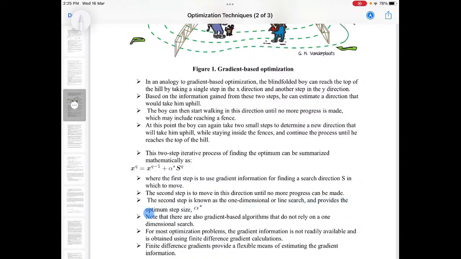The second step is known as the one-dimensional or line search and provides the optimum step size alpha raised to alpha star, or alpha asterisk. So here the optimum step size is alpha star.